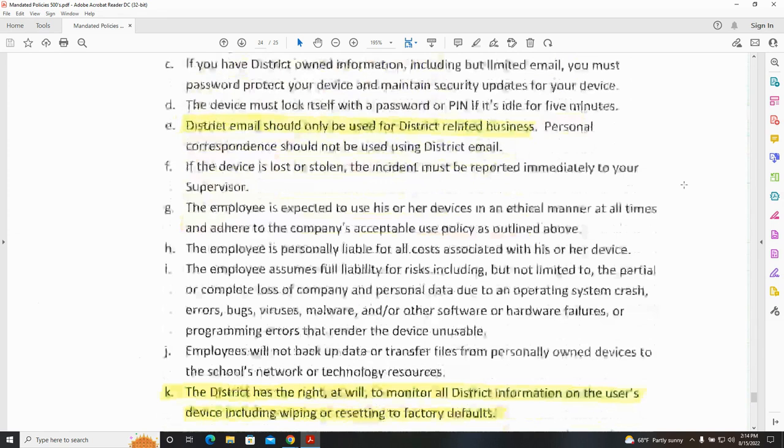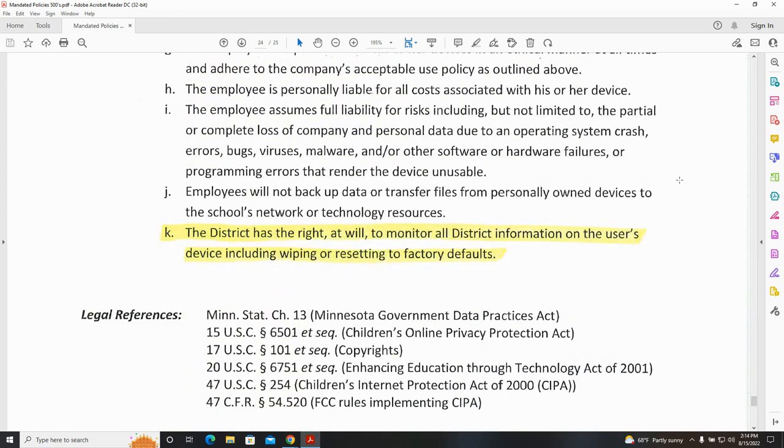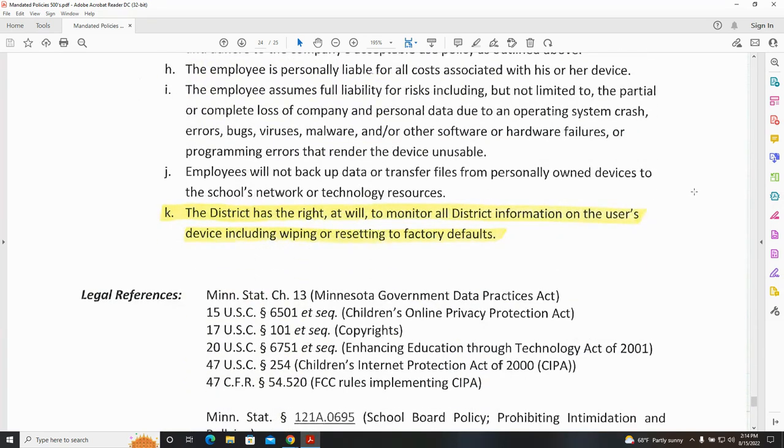Again, limit personal use of any email. And the last statement here: the district has the right at will to monitor all district information on the user's device, including wiping or resetting to factory settings or defaults. And this includes both students and staff.